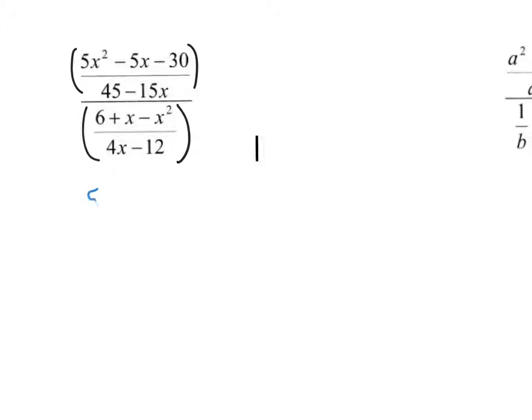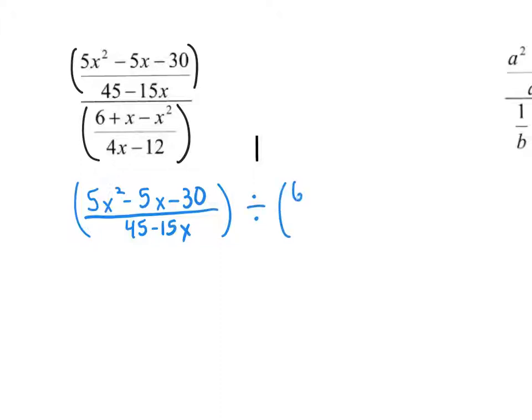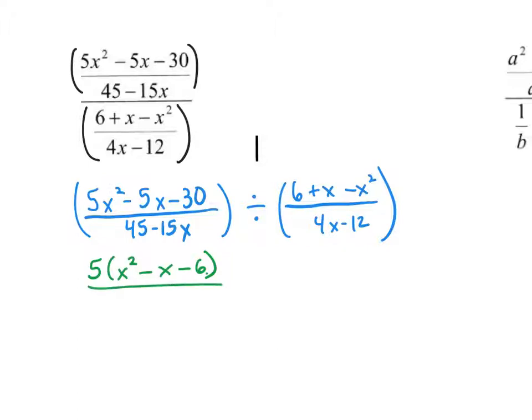So I can actually rewrite that 5x squared minus 5x minus 30 over 45 minus 15x divided by the bottom fraction, which is 6 plus x minus x squared over 4x minus 12. Now, I know I'm going to turn to multiplication and flip it, but I can try to factor these as I go. For example, I know the first one I can take out a 5. So that's going to be 5 times x squared minus x minus 6. I can take a 15 out of this one and be left with 3 minus x.